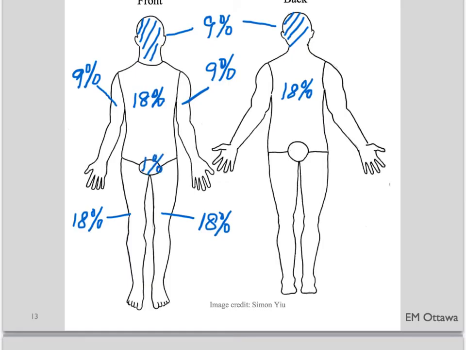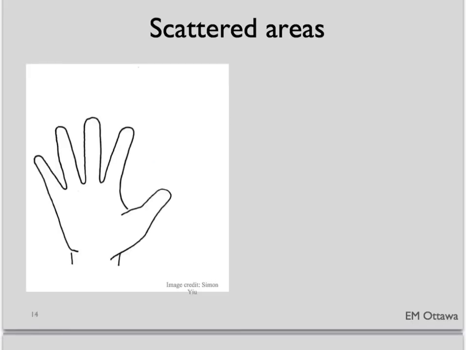That gives you a rough estimate of the percentage of the body surface area that's burned. This is a useful and commonly used rule to estimate burn area. If the burn areas are scattered, we can use the patient's palm area as 1%. So this will be about 1%. And we use this to estimate the percentage burn.